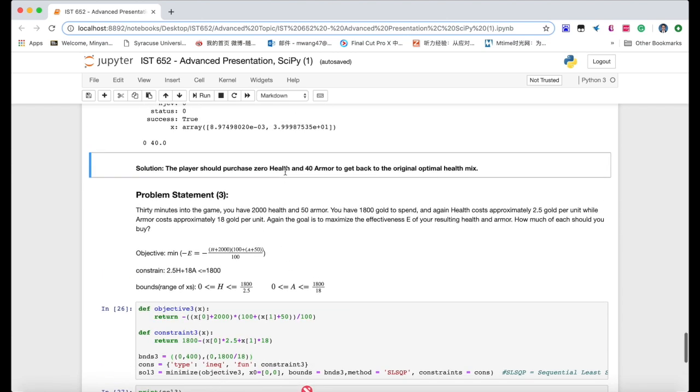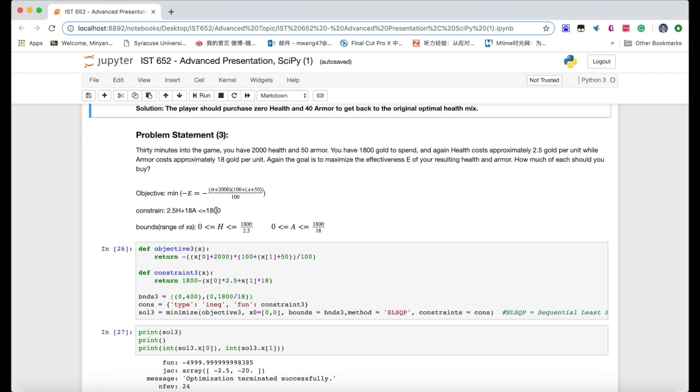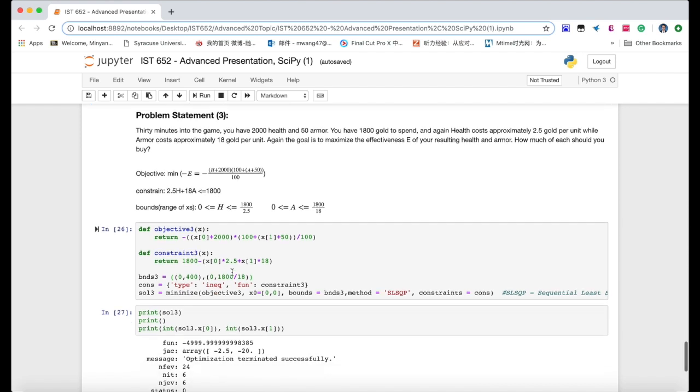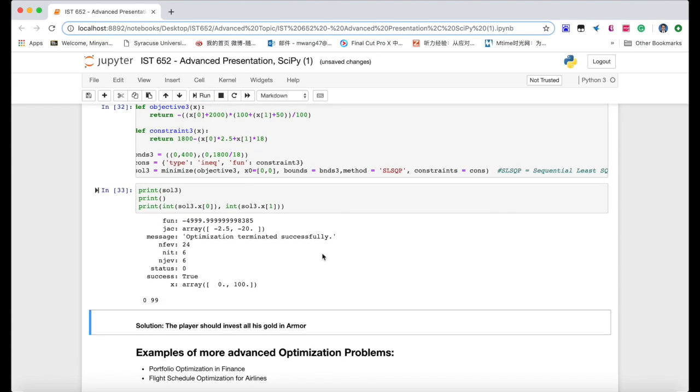This problem is almost the same as the previous one. We only need to change the initial health from 1080 to 2000, the initial armor from 10 to 50, and change the constraint from 720 to 1800. The solution indicates that the player still should spend all the gold on the armor to maximize the effective health.